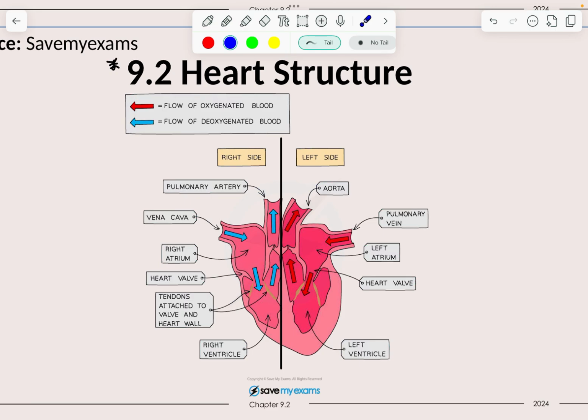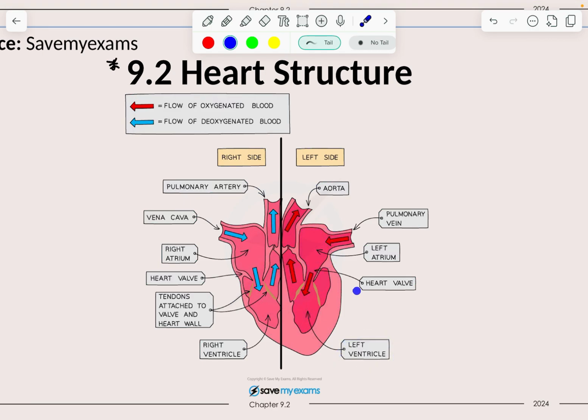So I'm going to imagine that the blood is coming from the lungs and entering the pulmonary vein. It will enter this part known as the left atrium. So the left atrium is the first compartment that it arrives at. After it reaches here, you look at the arrow, it goes down to this part, which is the left ventricle, the second compartment.